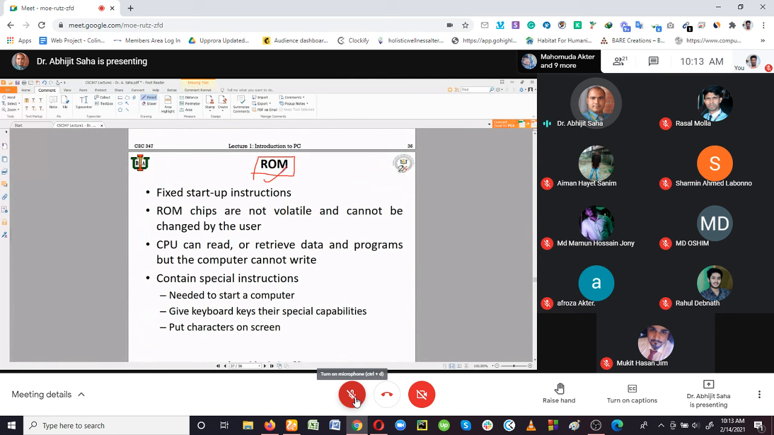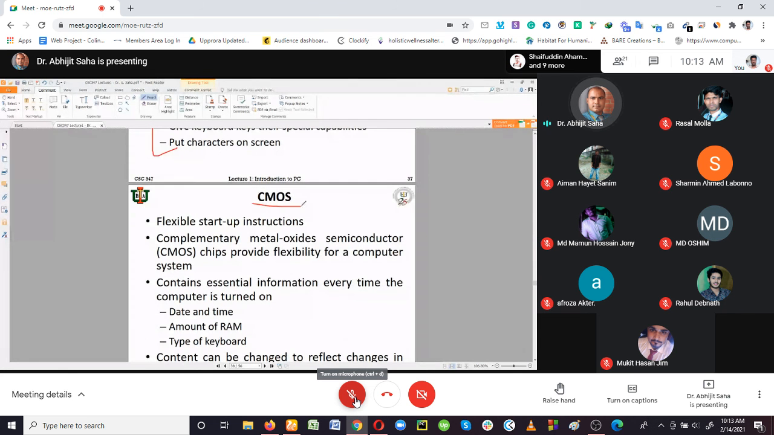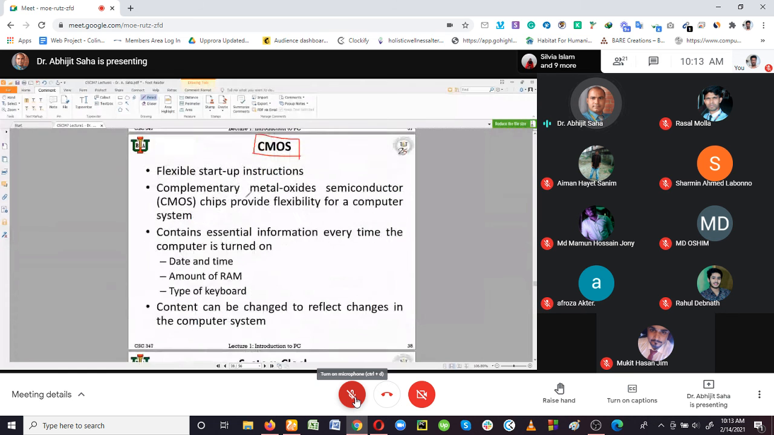So this is a firmware. It holds the start-up instructions. If this question comes, it is going to be define ROM and define CMOS. So this is also a firmware, remember that. So this is what actually it is coming.